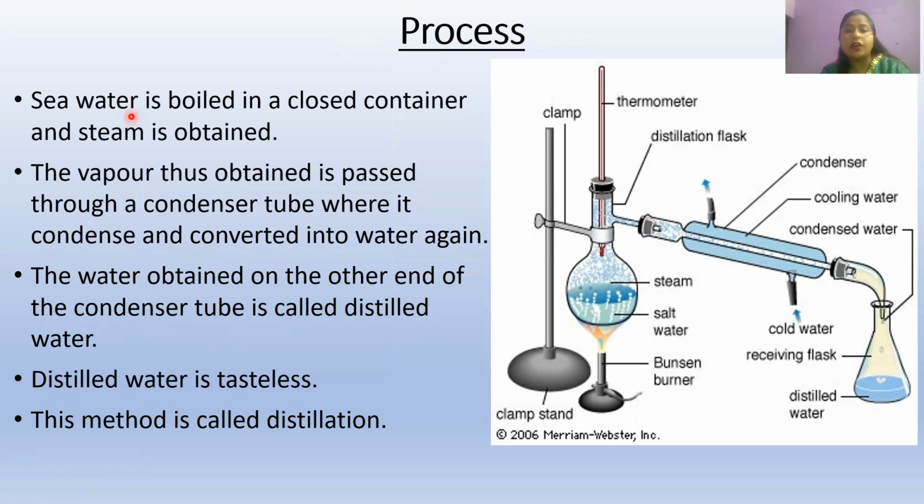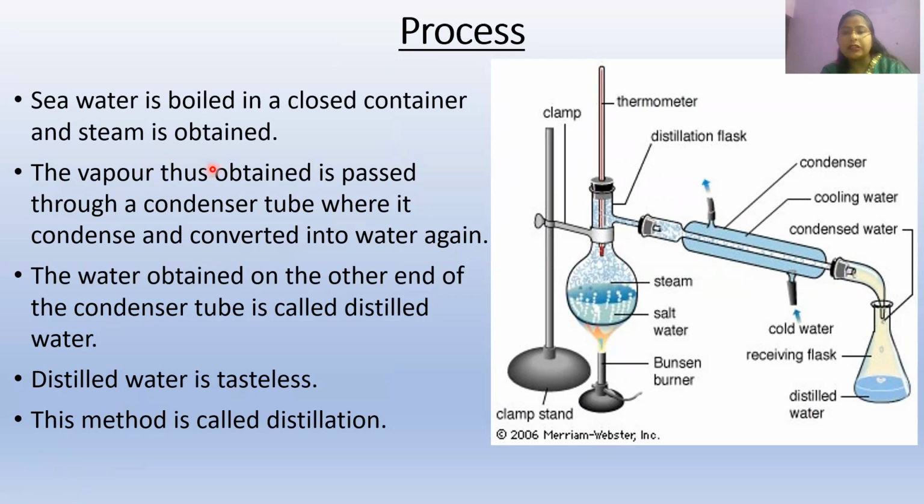First of all, seawater is boiled in a closed container and steam is obtained. Now we can see here, this is salt water or seawater. Salt water means a mixture of salt and water, and seawater is also a mixture of salt and water. So first of all, we put the salt water in a closed container. When we give heat and boil it, the steam is released. You can see here, this is the steam.